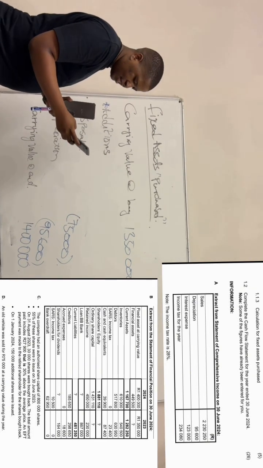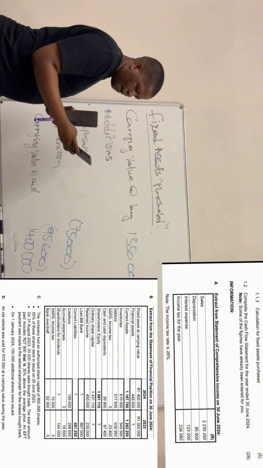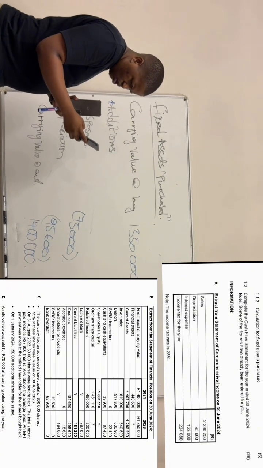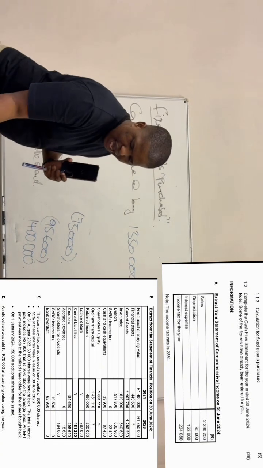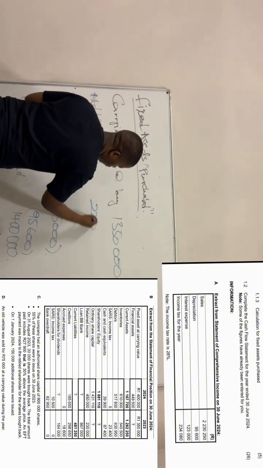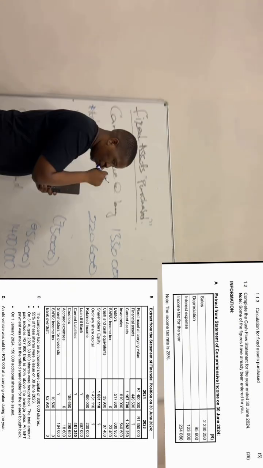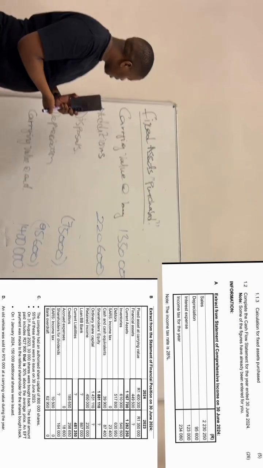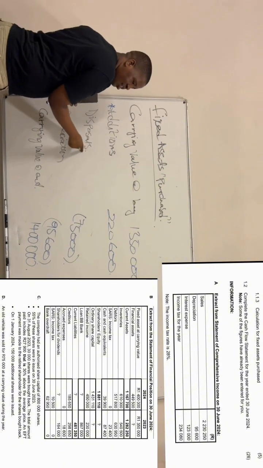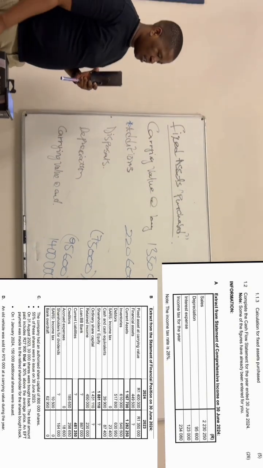So we're going to say 1,400,000 plus 95,600 plus 75,000 minus 1,350,000. We purchased a new asset to the value of 220,600. This is how we use the 5-figure method to either calculate your disposals or your additions. Whatever I did with additions, you do the same with disposals.